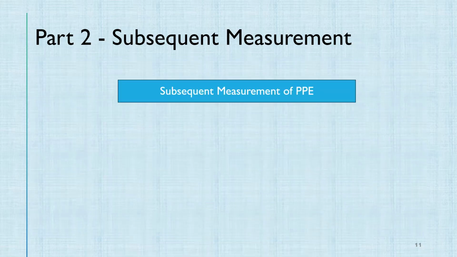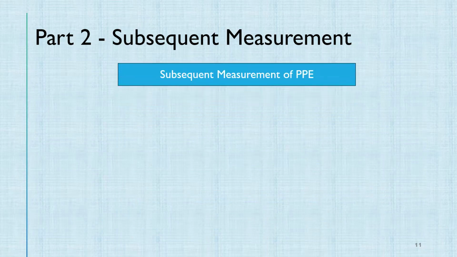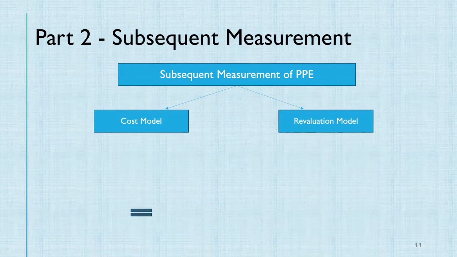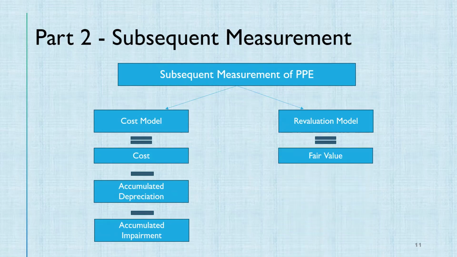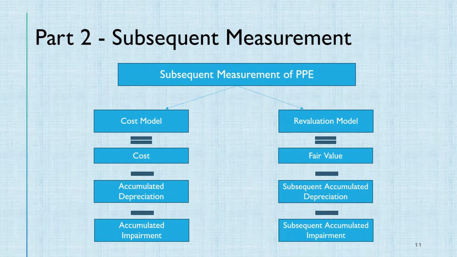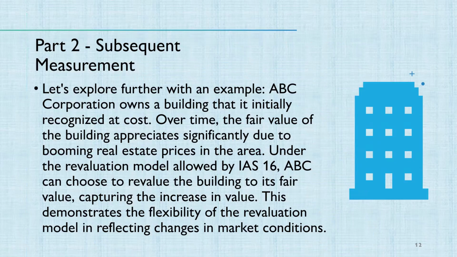Part 2, subsequent measurement. Subsequent measurement of property, plant, and equipment can be done either on the cost or on the revaluation model. In case of cost, as we have gone through, the cost model is equal to cost minus accumulated depreciation and accumulated impairment losses. In the revaluation model, it's fair value minus subsequent accumulated depreciation minus subsequent accumulated impairment losses.